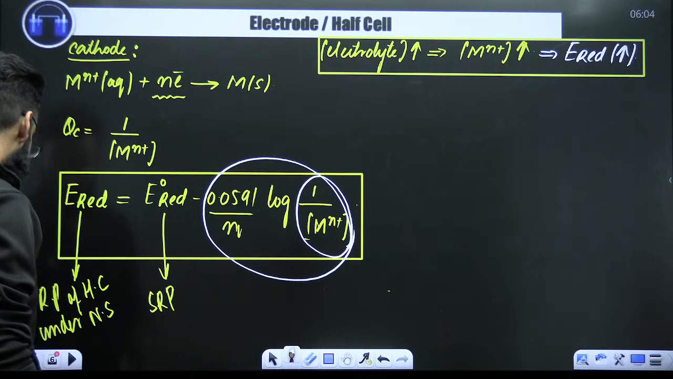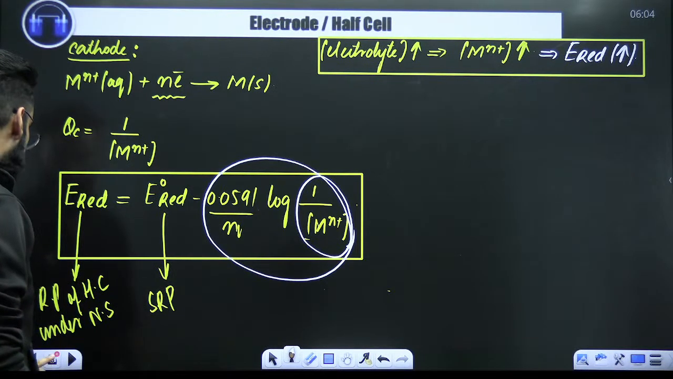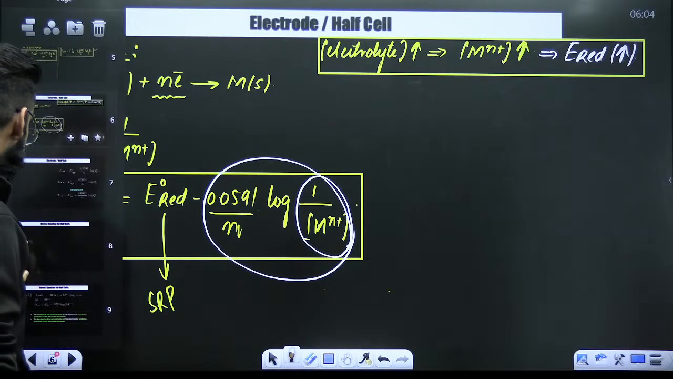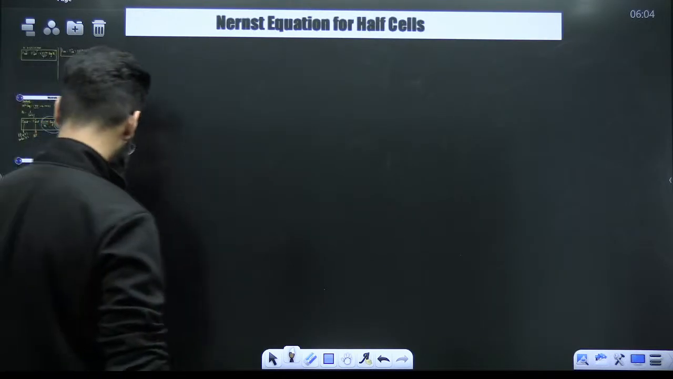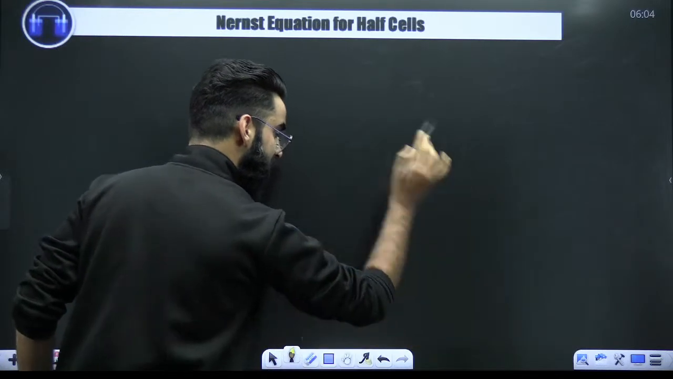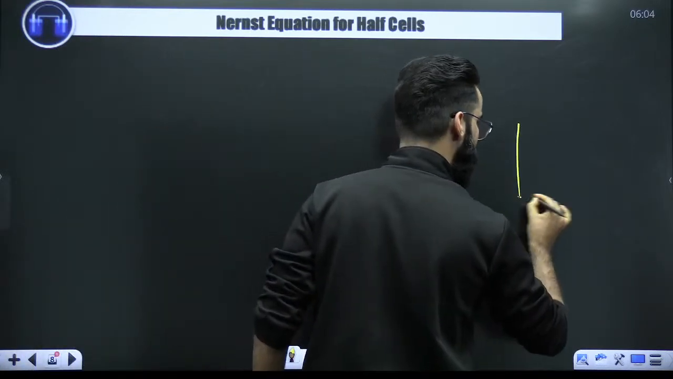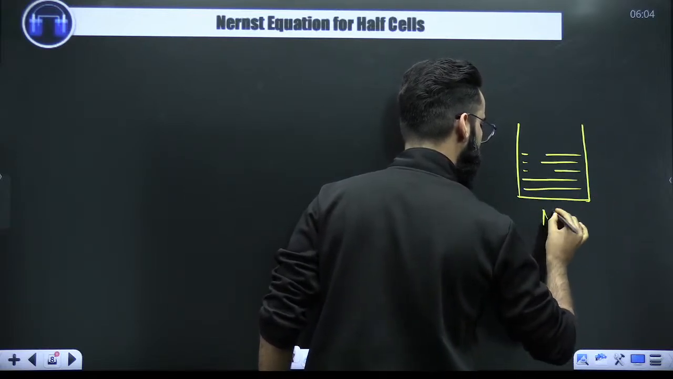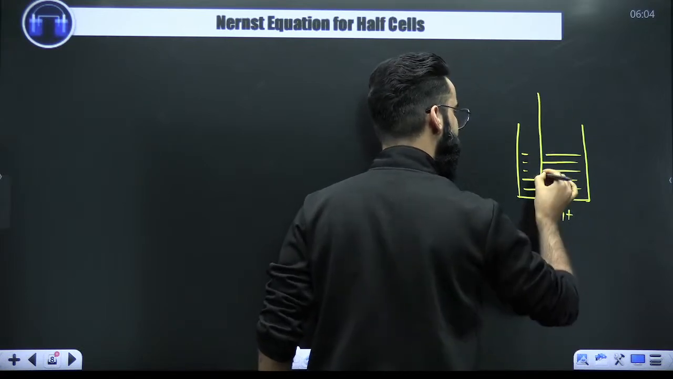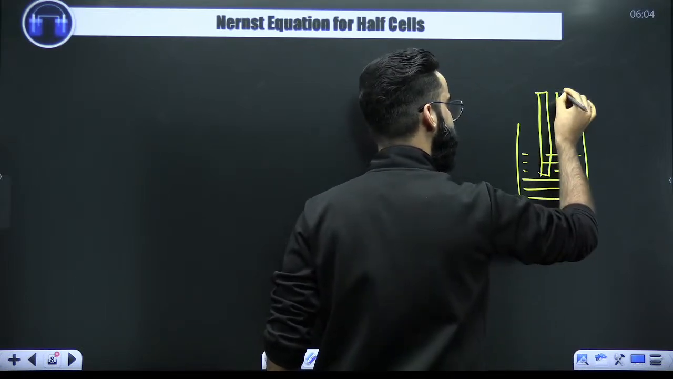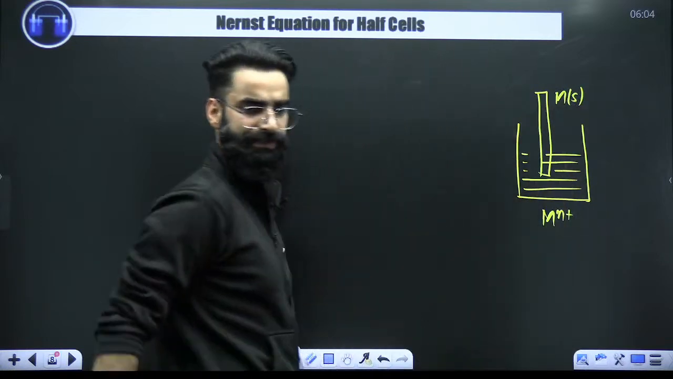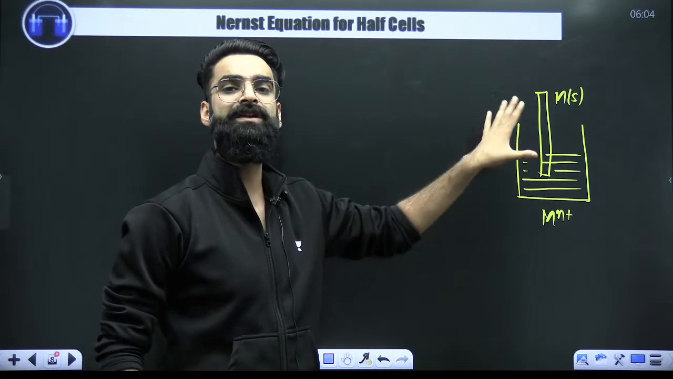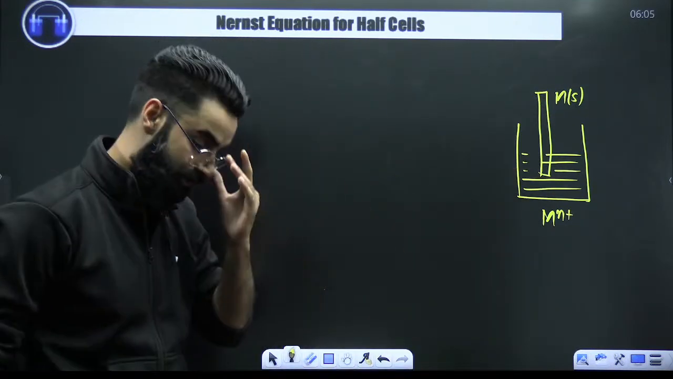Now the point is, how do we calculate the oxidation potential of the half cell? Tell me one thing. Imagine I'm taking the same electrode which I took a few minutes back. Let's say this is your container, and in this container we have got Mn positive ions, and here you have introduced a metal rod. So this is an electrode. Now my dear students, I want to calculate the oxidation potential of this half cell under non-standard conditions.